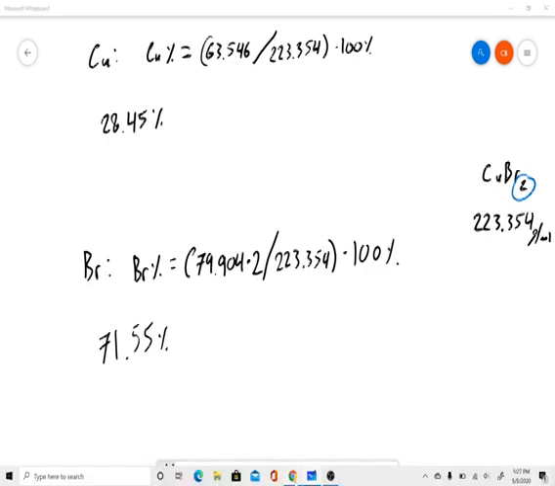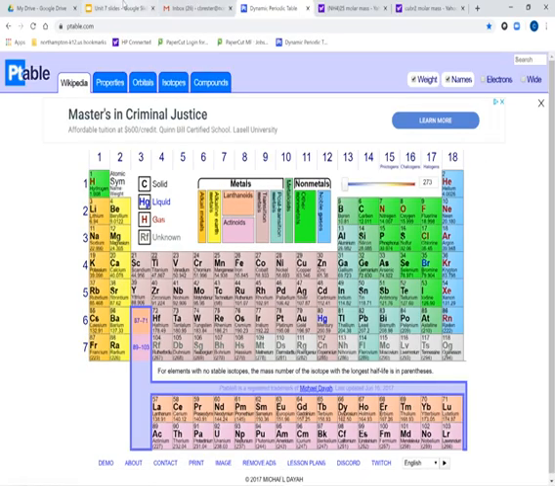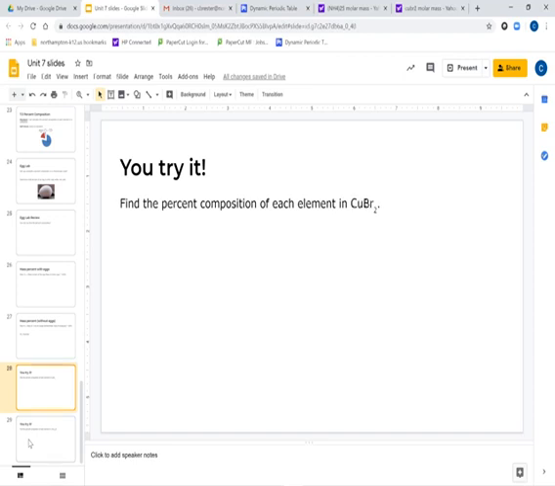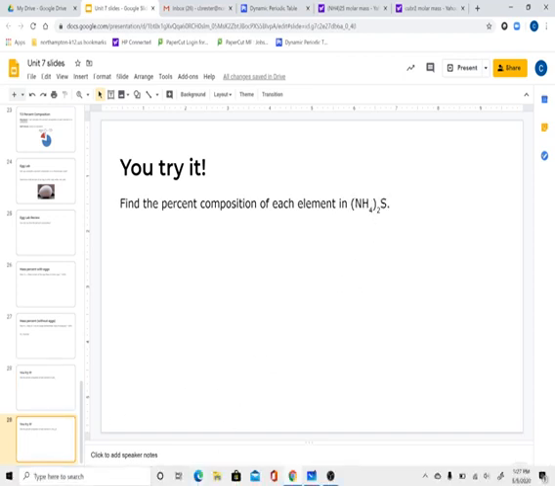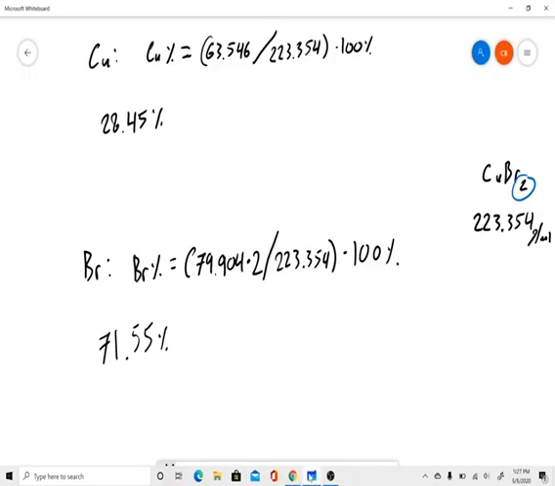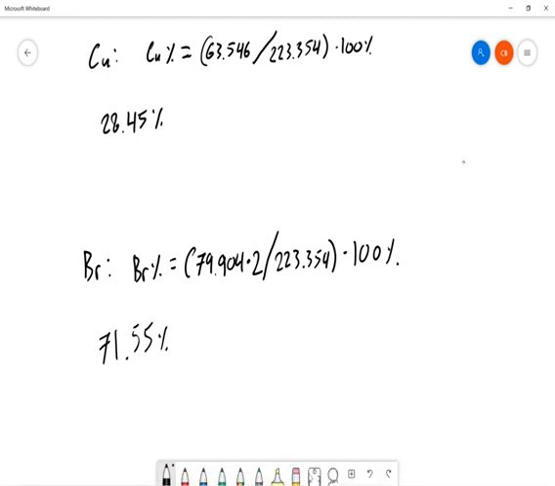All right, last problem that we have is ammonium sulfide, (NH4)2S. Okay, let's get that written out here. NH4 parentheses 2S.